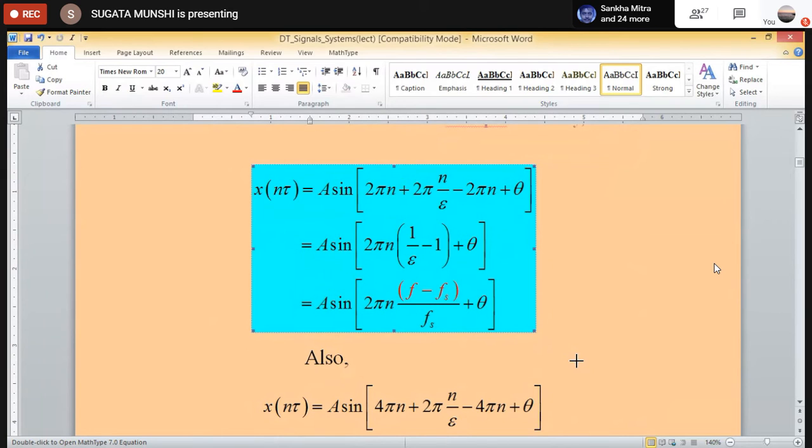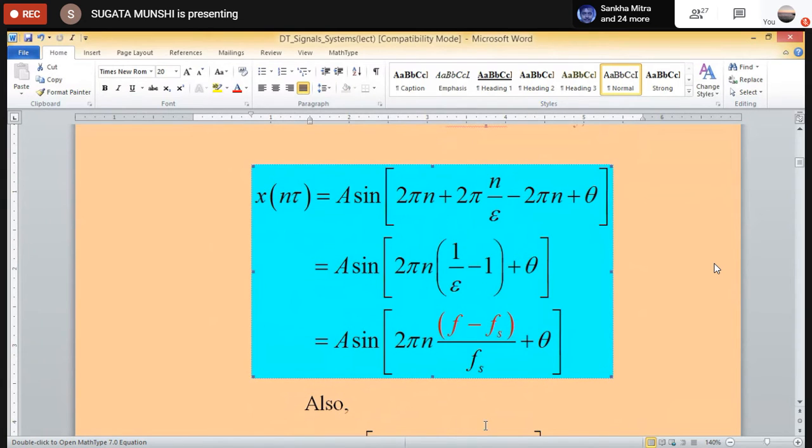Just compare with the original expression for x(nτ), what I have done here. The original expression for x(nτ) was A sin(2π n F/Fs + θ). I have added 2πn and subtracted 2πn. That results in A sin(2π n (1/ε − 1) + θ). Now replace ε with Fs by F. What do you get? (F − Fs) divided by Fs.